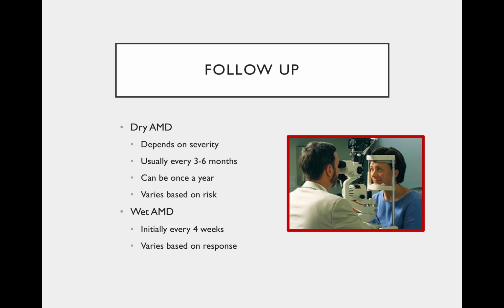Follow-up is important. Patients with dry macular degeneration should be monitored depending on severity, usually every 3 to 6 months, though can be as infrequent as once a year. Again, this varies depending on risk. Wet macular degeneration patients are typically monitored and injected every 4 weeks. Following resolution of their edema or hemorrhage, the frequency of follow-up really varies depending on each individual patient.